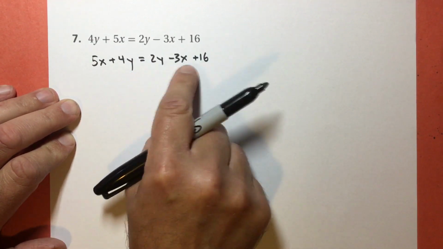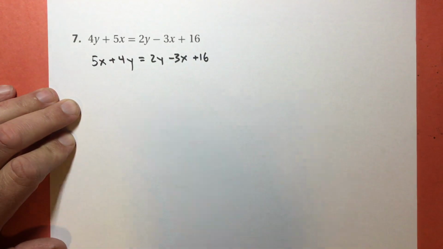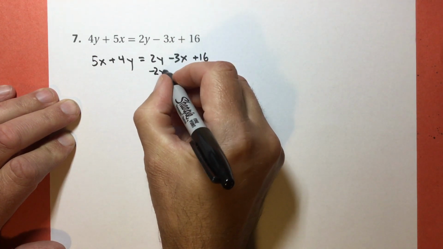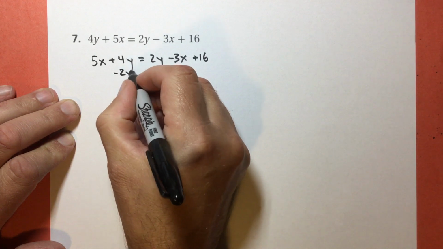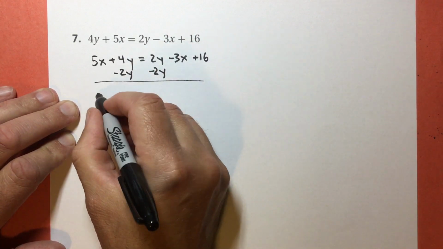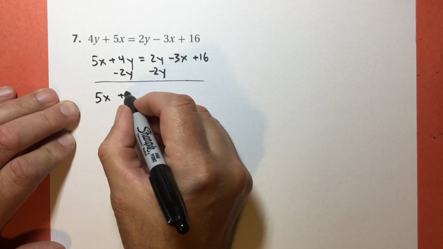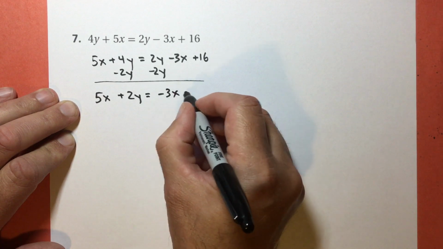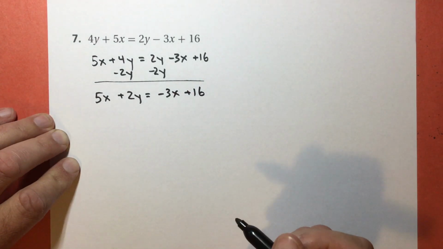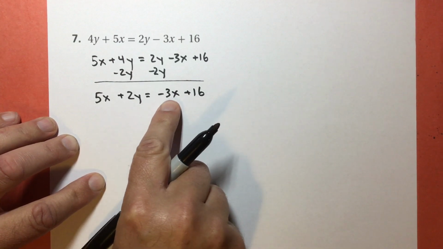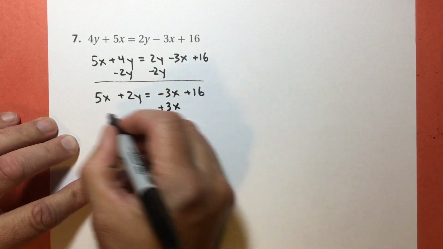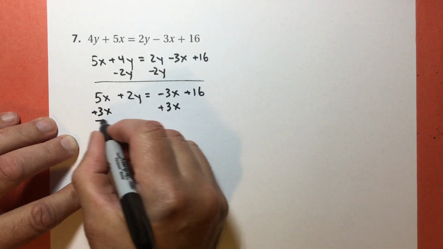What I have though is I've got this stuff over here. So I can do this in one step, but I'm going to do it in 2 steps just to show you what's happening. I'm going to get rid of that 2y. So I'm going to add negative 2y to both sides. That gives me 5x plus 4 subtract 2 is 2, 2y equals negative 3x plus 16. Okay, that's good. That's one step closer. I also need to get rid of this negative 3x. The opposite of negative 3x is positive 3x, so I'm going to add that to both sides.